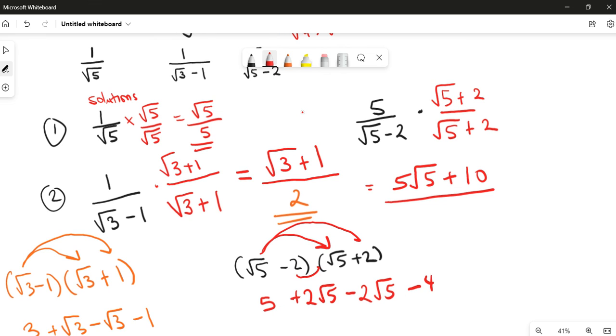So again, if the square roots are the same, you can operate on the expression. So 2 root 5 minus 2 root 5: the square roots are the same, so we can subtract. That gives us 0. And 5 minus 4 gives us 1. So our answer is 5 times the square root of 5 plus 10 over 1, which simplifies to 5 root 5 plus 10. So that is our answer.